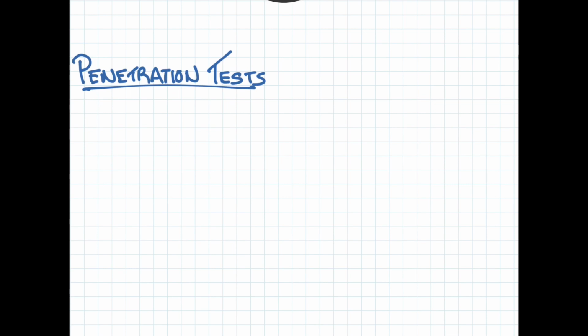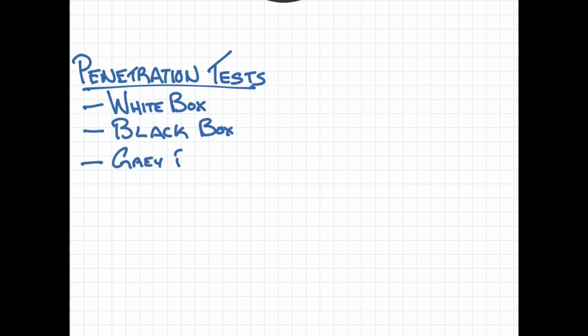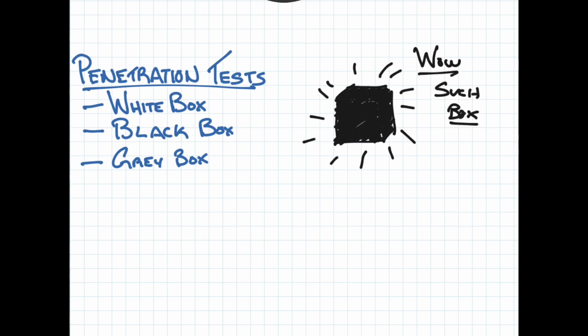There are three types of penetration tests: white box, black box, and gray box. To visualize a black box, I'm going to draw a black box. You'll notice that you cannot see into a black box. You can't even see the outlines of the box because it's black. And this is well shaded.